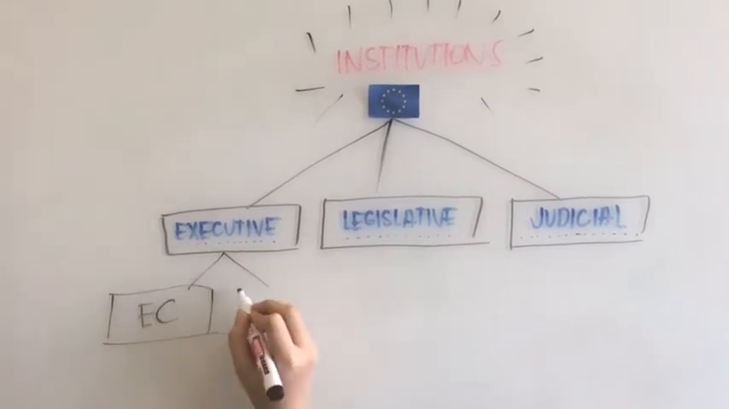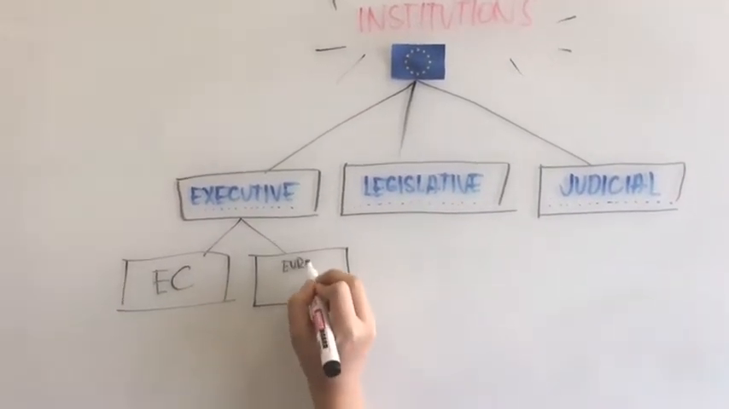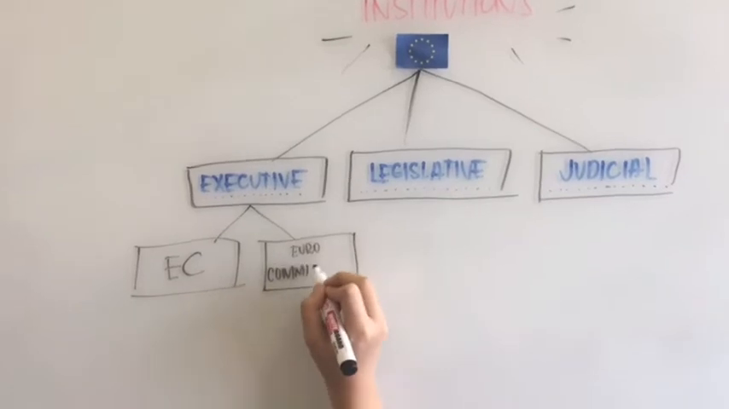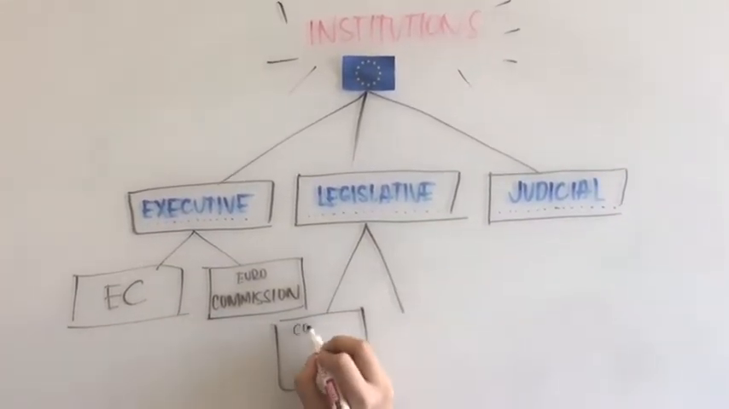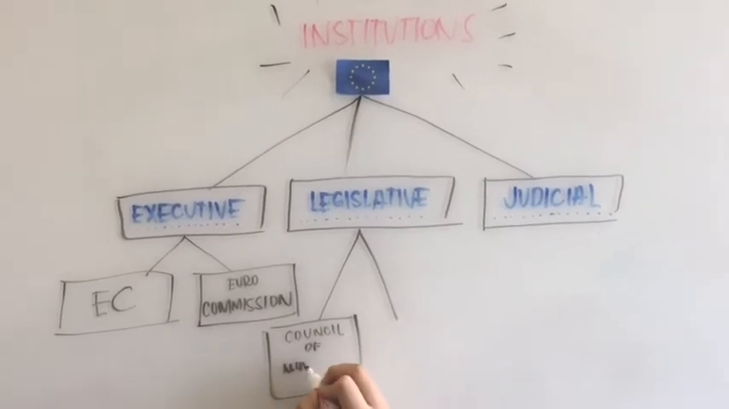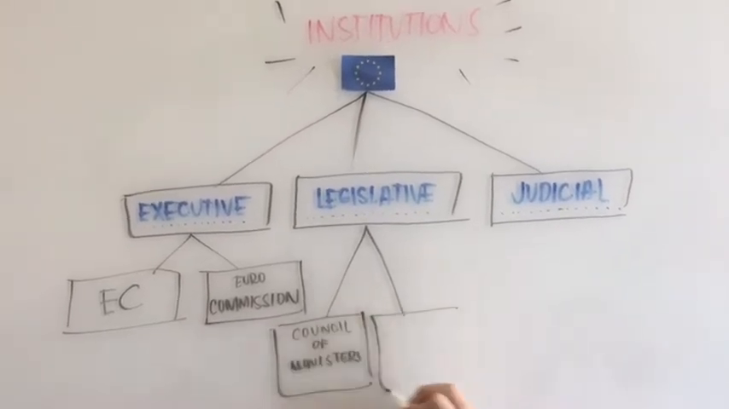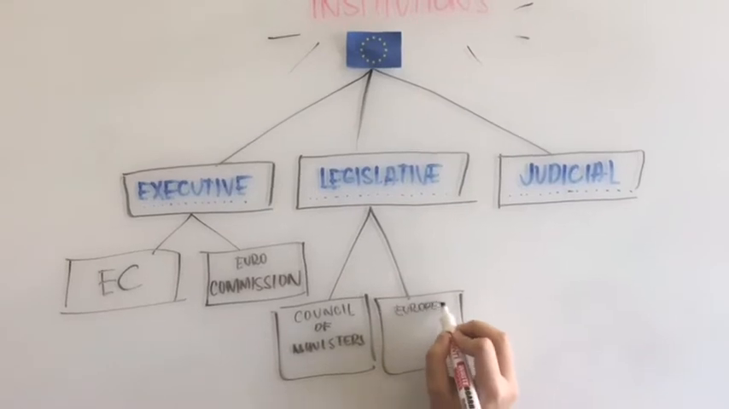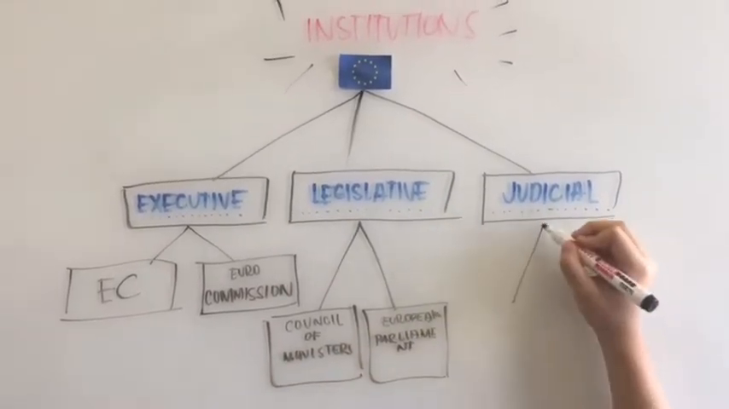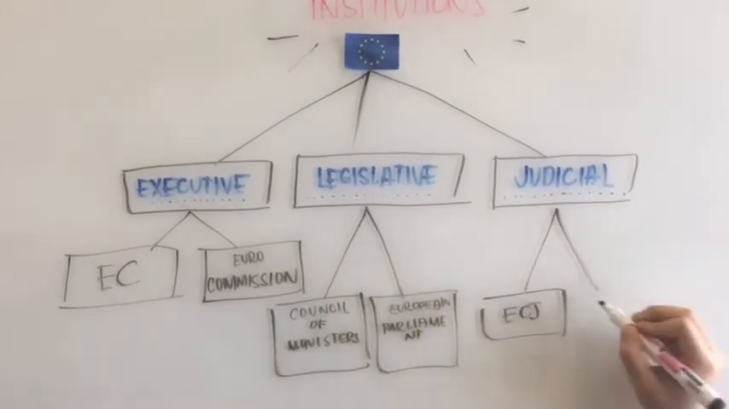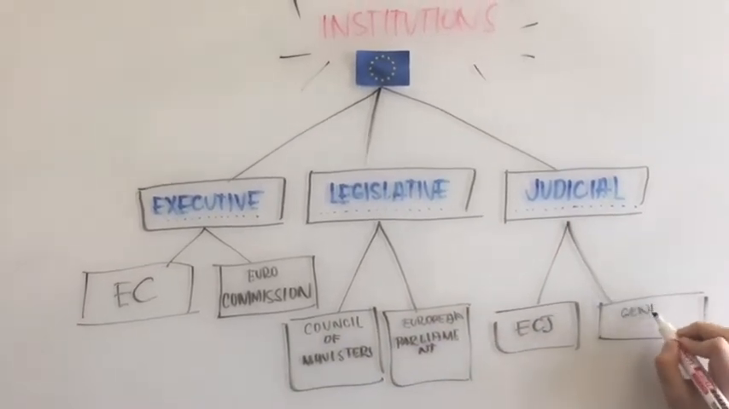Now let's take a look at the institutions under the EU. It has 3 branches: the executive, legislative, and judicial branch. Under the executive are the European Council and the European Commission. For legislative, we have the Council of Ministers and the European Parliament. The Council of Ministers should not be confused with the European Council, as they are from different branches. And lastly, under the judicial branch are the European Court of Justice and the General Court.